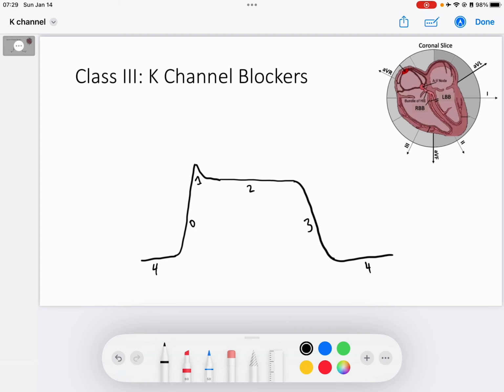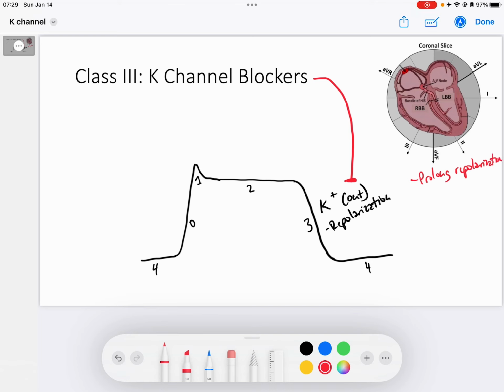We're going to talk about class 3 antiarrhythmics, which are our potassium channel blockers. And as you can imagine, where does potassium mostly impact the cardiac action potential diagram that I have here? Well, phase 3 is characterized by potassium going out of the cell. This is known as repolarization. And so what do these potassium channel blockers do? Well, they block this. And so we can say that this is going to prolong repolarization.